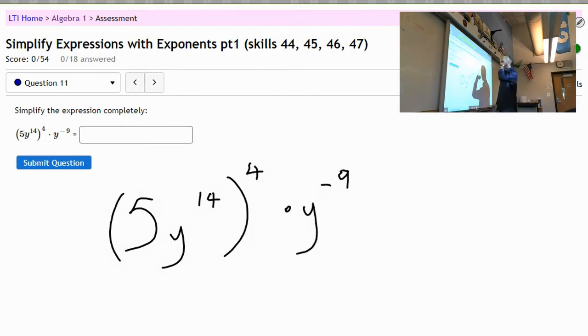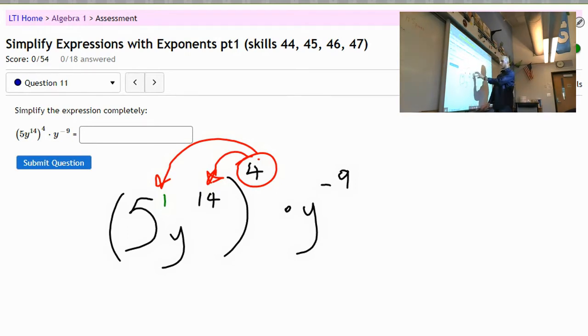Okay, so I'm going to deal with the stuff inside the parentheses first. Inside the parentheses, there's actually nothing for me to do. But that first set of parentheses is being raised to another power. I need to get that 4 onto both parts of that expression inside the parentheses. So that 5 has an invisible exponent of 1. We would never write that. That'd be silly. It'd be an extra thing to write, but that's what it means.